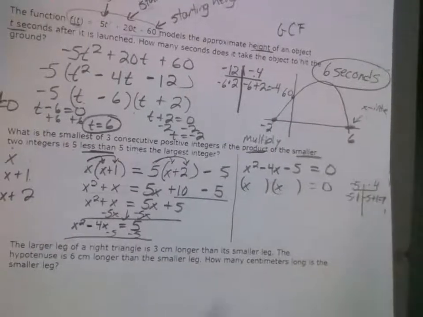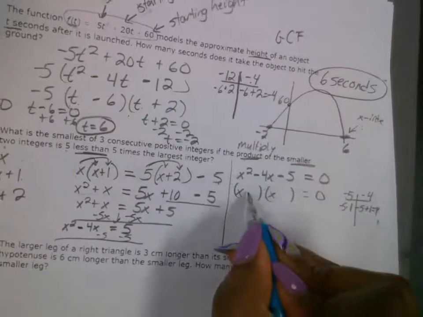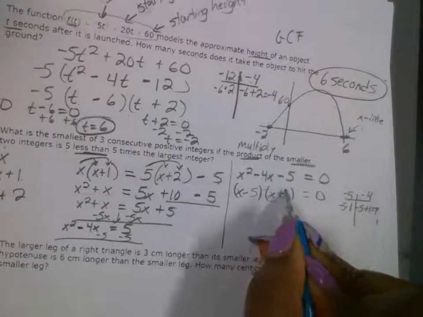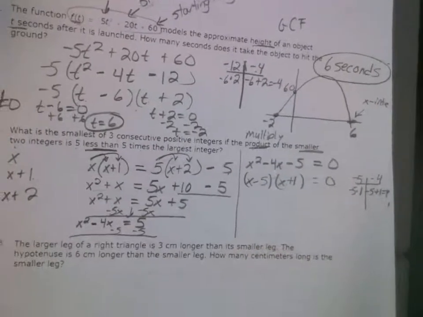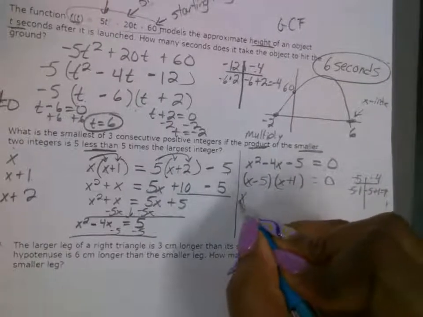Great job. So what do I put in this first parentheses? Negative 5. And the second one? Plus 1. That's okay. Now what do I do? Very good.